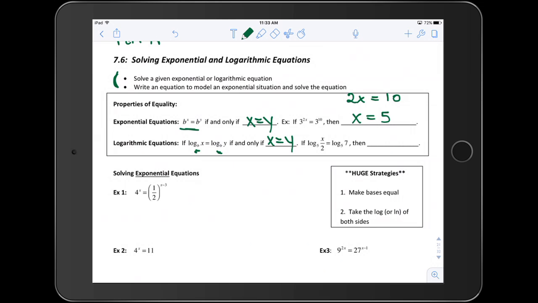If log base 5 of x over 2 is equal to log base 5 of 7, since they both have a log base 5, I can write this as x over 2 equals 7. So you can set those equal to each other, just like we set the exponents in the top equal to each other. And then you can solve it. You can either cross multiply as a proportion or multiply both sides by 2. Bottom line, you have an answer of x equals 14, however you do it. Okay, so that's kind of a quick study on the properties of equality.